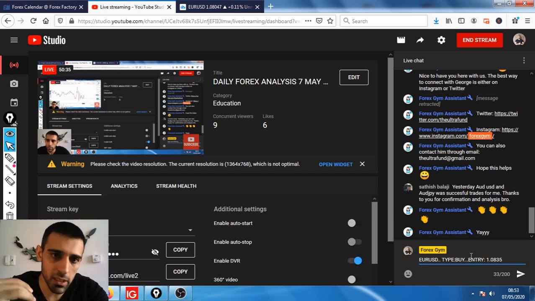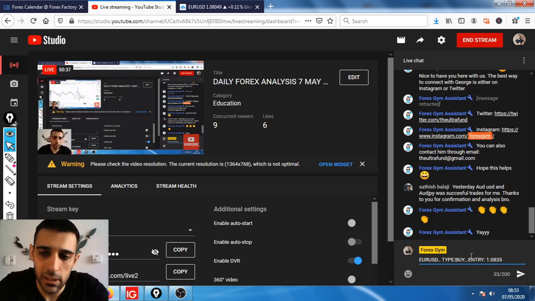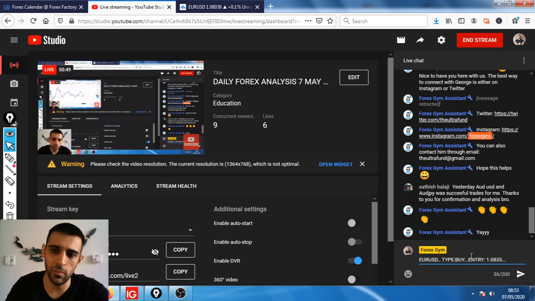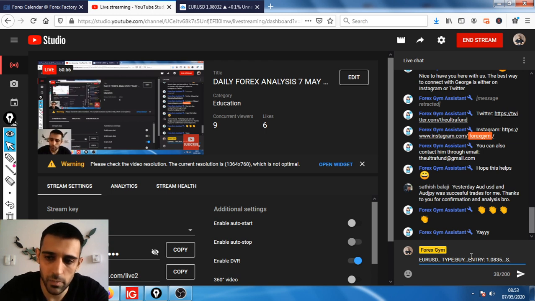108.35. But again, it has to come up on a 4-hour time frame and close nicely. It's not going to develop for another, I would say, at least 3 hours, maybe even more. So entry is at 108.35 with the stop loss at 25 pips.